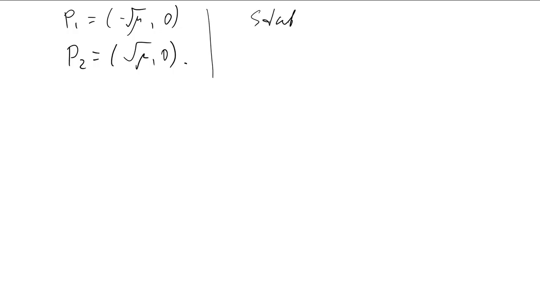So okay, we have two equilibria. I will denote them as P1 with coordinates minus square root of mu, 0, and P2 with coordinates square root of mu, 0. So positions depend on mu. And next, what we want to do is analyze stability. To analyze stability of these equilibria, we need to find the Jacobian.